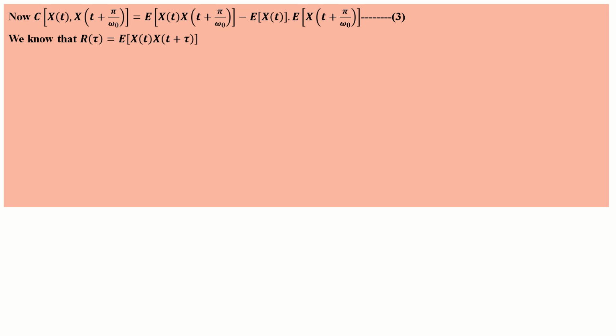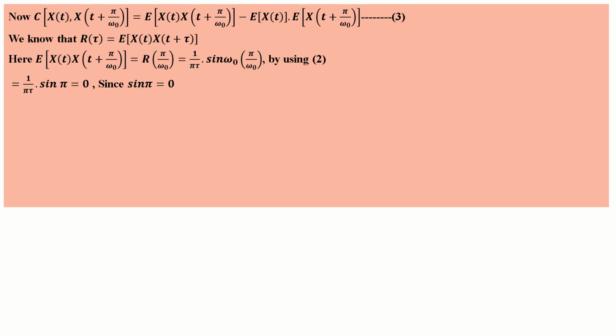We know R(τ) is equal to E[X(t) X(t + τ)]. So E[X(t) X(t + π/ω0)] is equal to R(π/ω0). Instead of τ you have π/ω0. So by using equation 2, which is equal to 1/(πτ) sin(ω0 · π/ω0). We already know the R value. So ω0 cancels, you will get sin π, which is 0. So you will get 0.